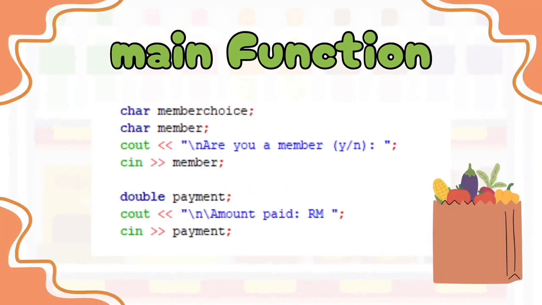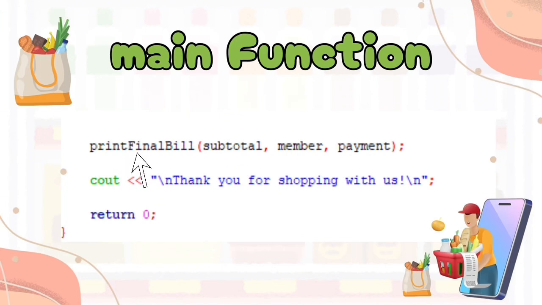Before finalizing the bill, the system checks for membership status to apply a 7% discount if applicable and prompts for the payment amount. Finally, printFinalBill generates the detailed receipt showing subtotal, any membership discount, tax calculation, the total amount, payment received and change given. It concludes with a thank you message.